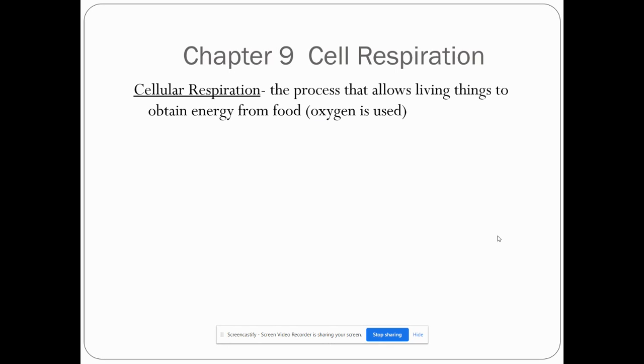Here's the definition. The definition is the process that allows living things to obtain energy from their food. Oxygen is used. And that might sound a lot different from what we just mentioned with breathing, right? But notice oxygen is used. So really, when you're taking in air and breathing, getting your oxygen, what's that oxygen used for? Getting our energy. And so we're going to see how that works.